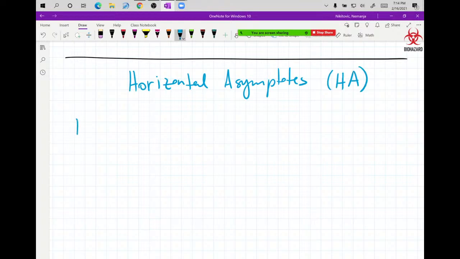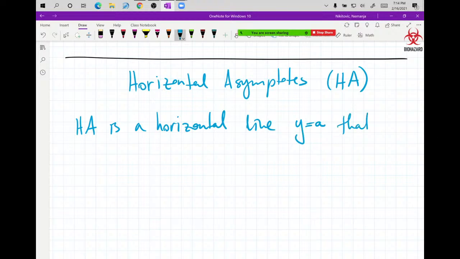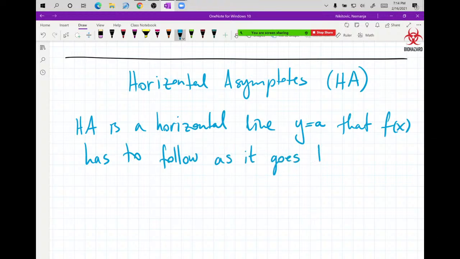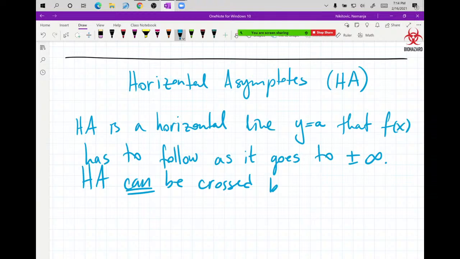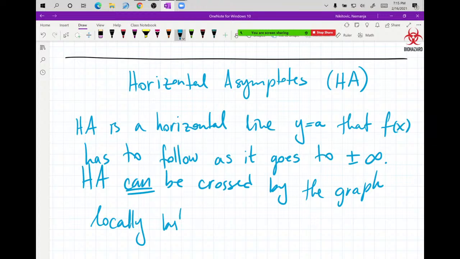Abbreviated as HA. So HA is a horizontal line, y equals some number, that f of x has to follow as it goes to positive or negative infinity. HA can be crossed by a graph locally, but not at positive and negative infinity, because it has to obey the asymptote in infinities.